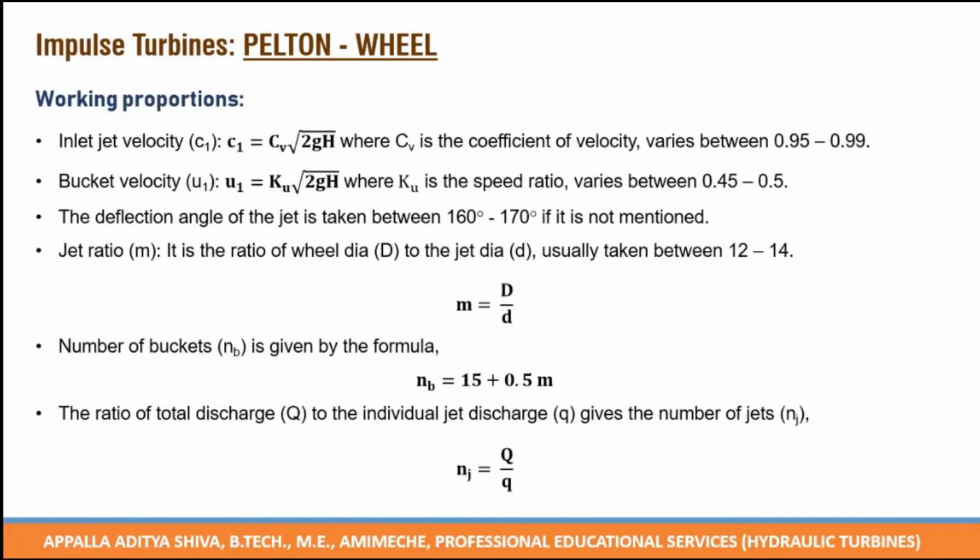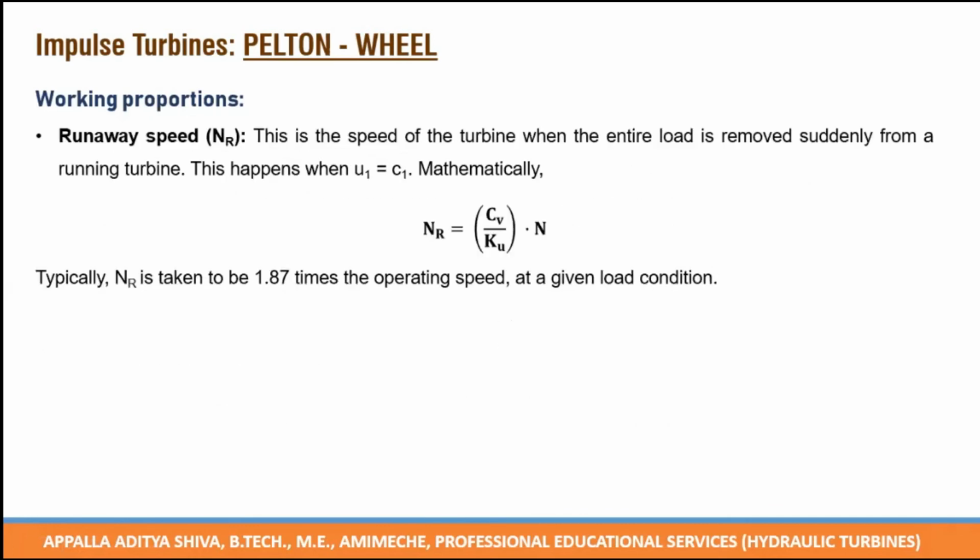The last part of the working proportions is the runaway speed. Sometimes, suddenly, when the load, that is the governor that is used to govern the turbine, or the braking is lifted off the turbine, all the inlet velocity is suddenly converted to blade velocity. So there won't be any energy generated by the turbine. This is what we call runaway speed.